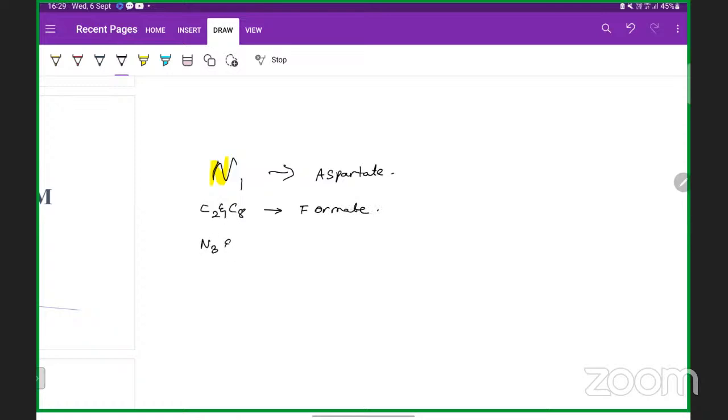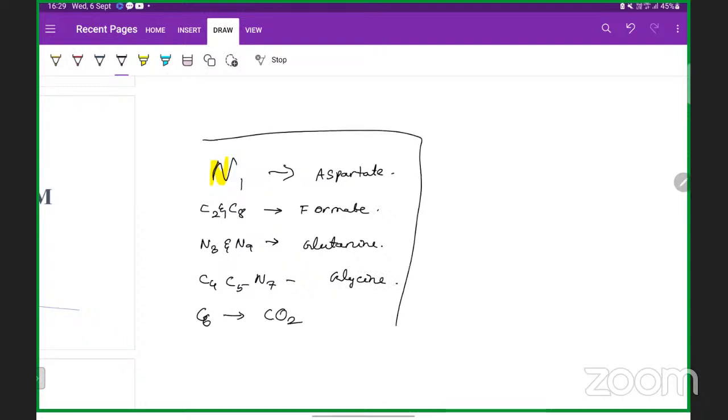And you have N3 and N9. N3 and N9, they are going to be glutamine. Okay? And C4, C5 and N7, they are going to be glycines. Okay, and C6 will be comprising of CO2.